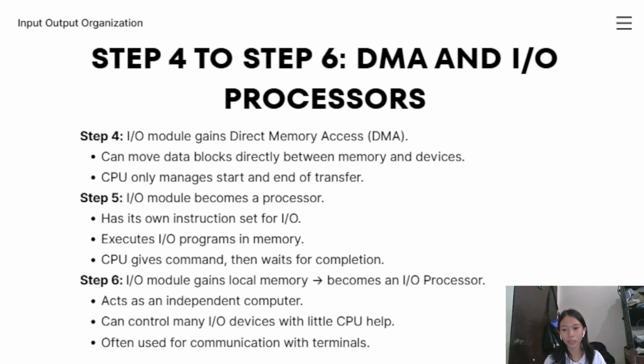Step 4 to step 6: DMA and input-output processors. As systems advance, the input-output module could directly access memory. That's DMA. It became smart enough to act as a mini processor capable of running its own input-output programs. And lastly, it became an input-output processor with its own memory, capable of controlling many devices independently.